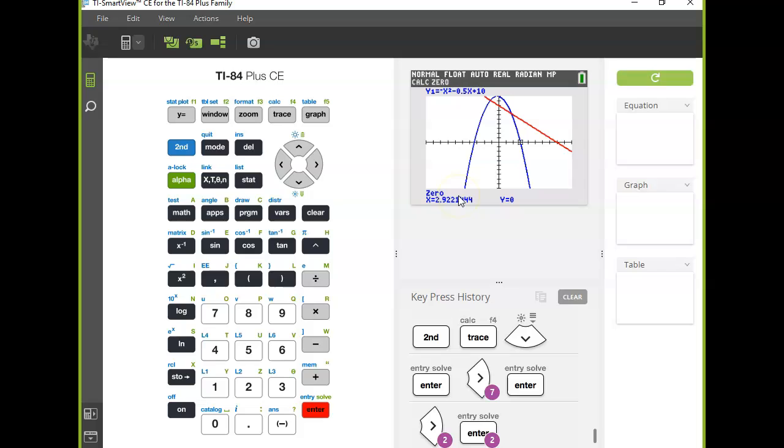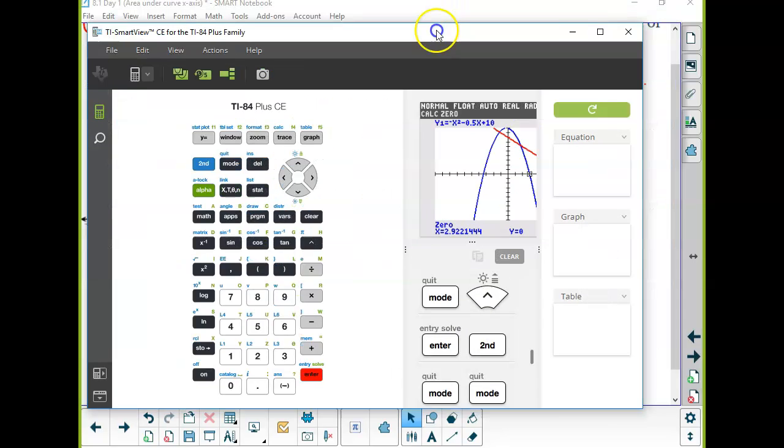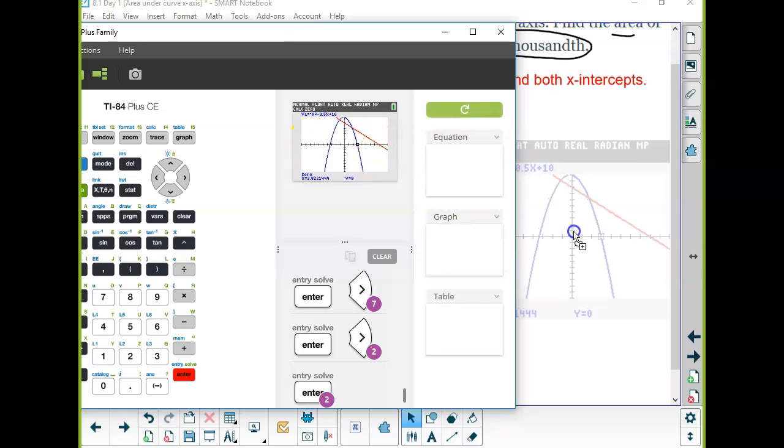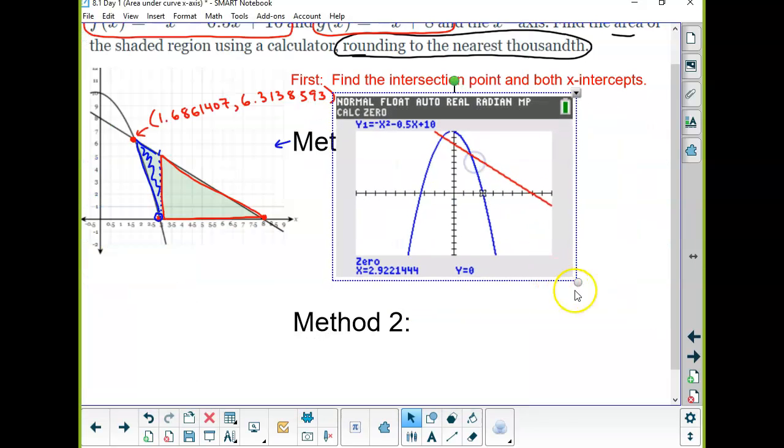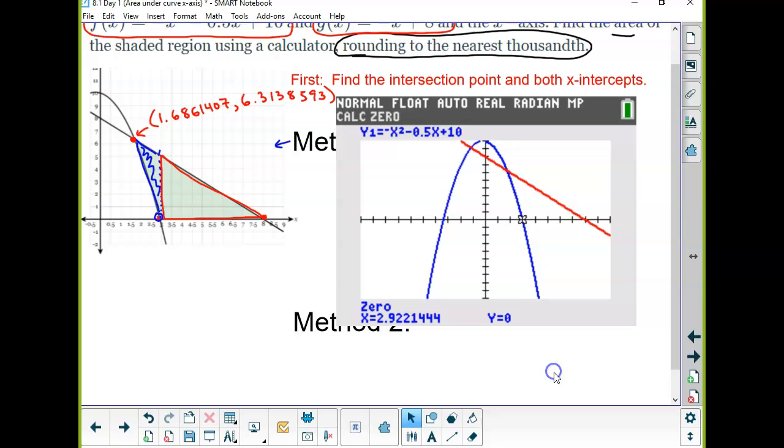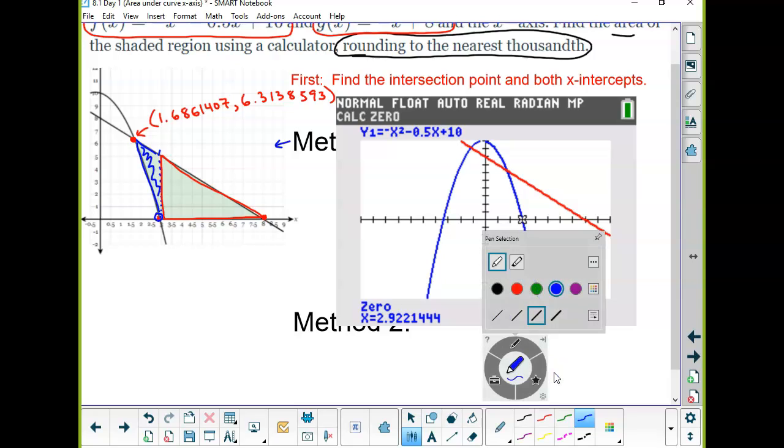Now notice, it's not 3. If you guessed 3, Delta Math wouldn't give it to you. Okay? And neither would any calculus test. So this is really testing your calculator. But this point is at 2.92214, 0.